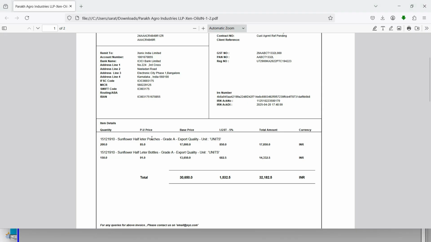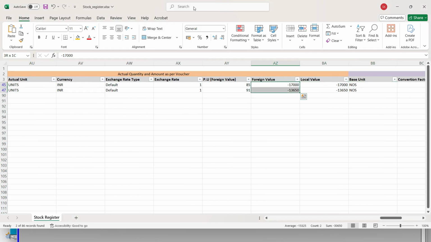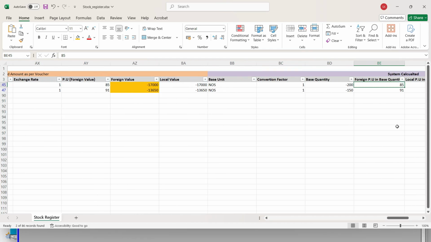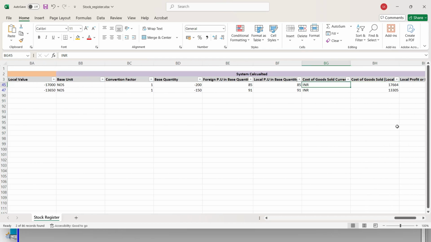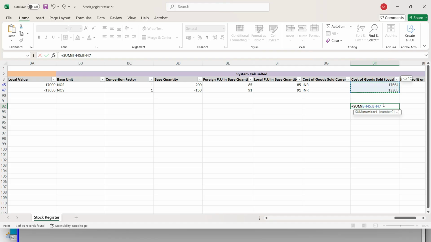If I open the sale invoice, you can see 200 units and 150 units. And this is my value. I sold it for 30,650. You can see 30,650. Now there is a purple bar which is created called system calculation. So the system automatically calculates what is your cost of goods sold. So it is saying there is a cost of goods sold of 30,969. So you can see at the bottom, or let me put a sum formula.